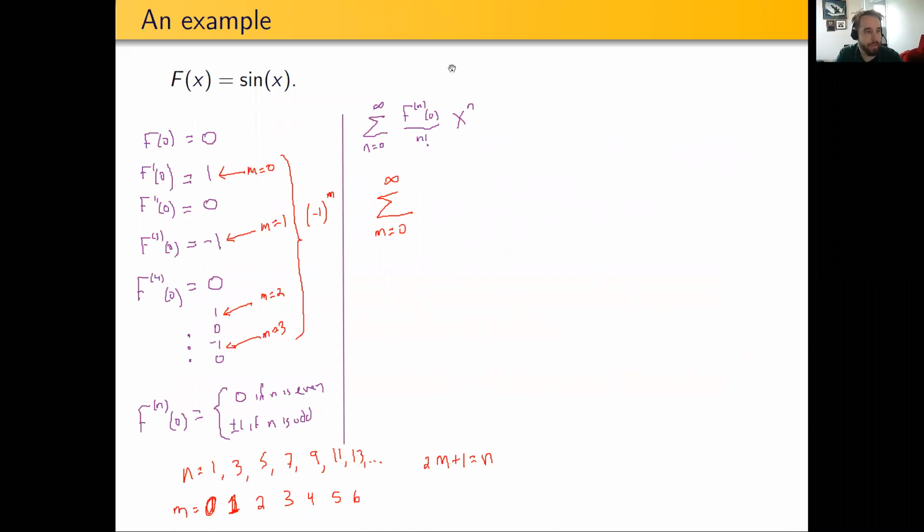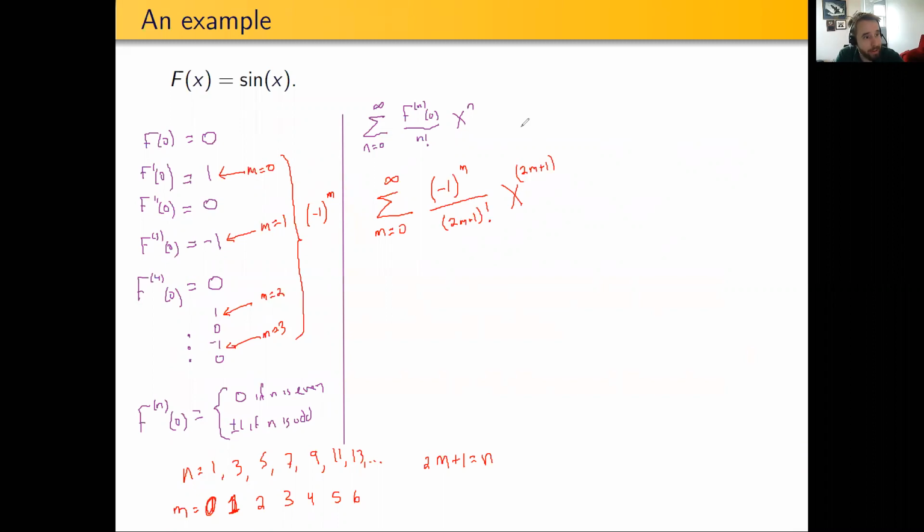And so that nth derivative of f at 0 just becomes these values, which could be represented as -1 to the m, divided by n factorial, so that becomes 2m plus 1 factorial, times x to the 2m plus 1.